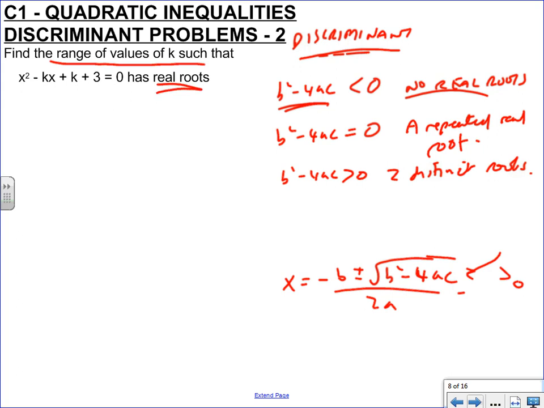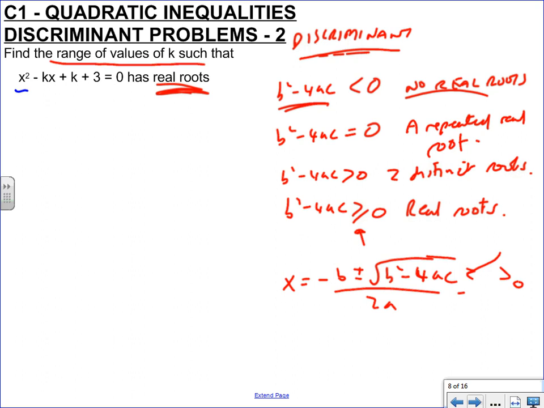This though says has real roots. That doesn't say whether it's repeated real roots or whether it's two distinct real roots. So be careful with that. That's where you've got this greater than or equal to sign. It means real roots, because we don't know whether it means just one repeated real root or two real roots. So, watch out for that.